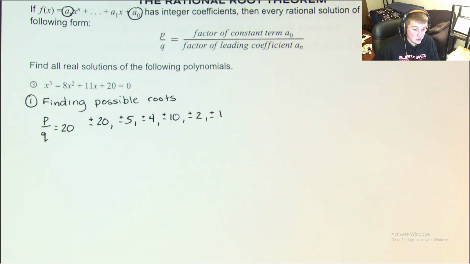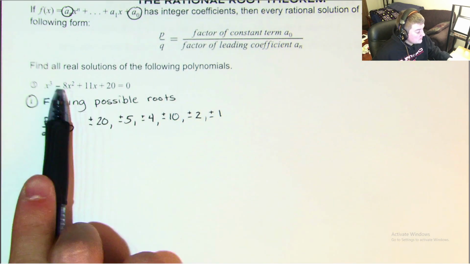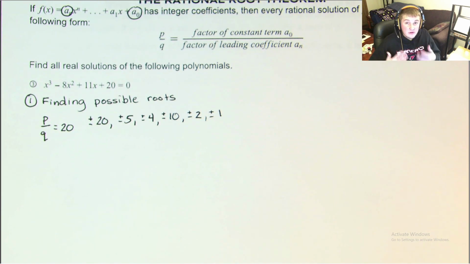and there's only going to be so many that we can actually use. So back in the day, when I was in school, what we would have to do is check every single one of these values to see if they make this equal to 0. Because if it makes it equal to 0, we already know from previous sections that it means it's a factor.